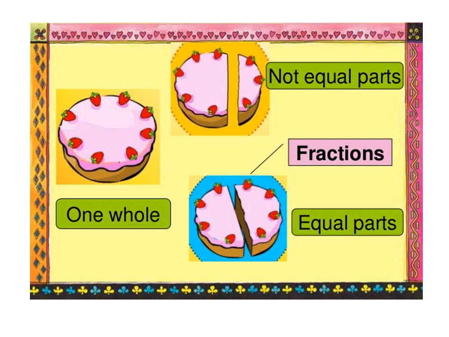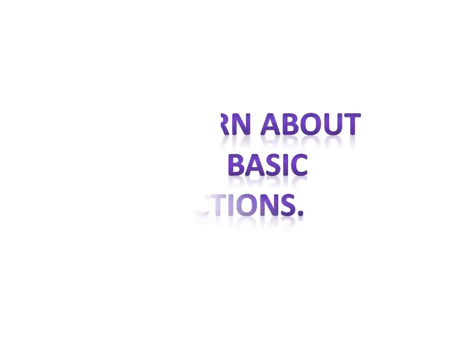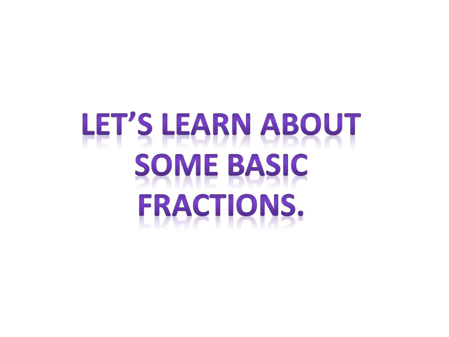In the given picture, you can see one whole cake. In the next picture, you can see the same cake cut into parts, but these parts are not equal. In the third picture, the cake is divided into 2 equal parts. These 2 equal parts are called fractions. Now, let's learn something about basic fractions.